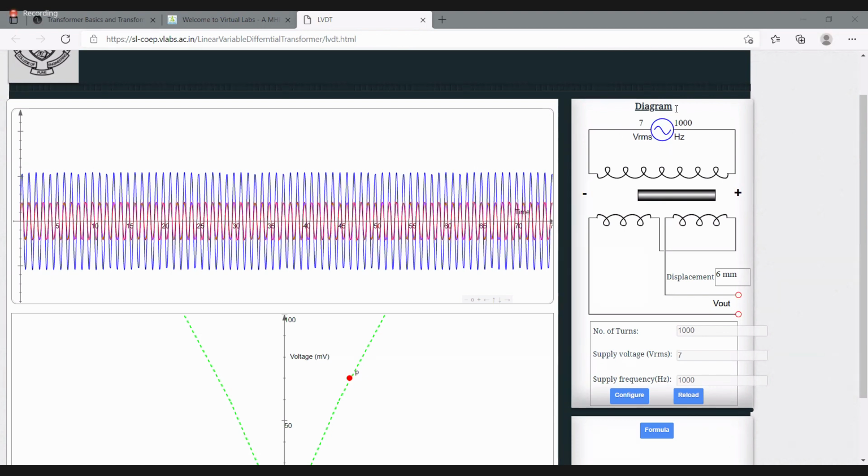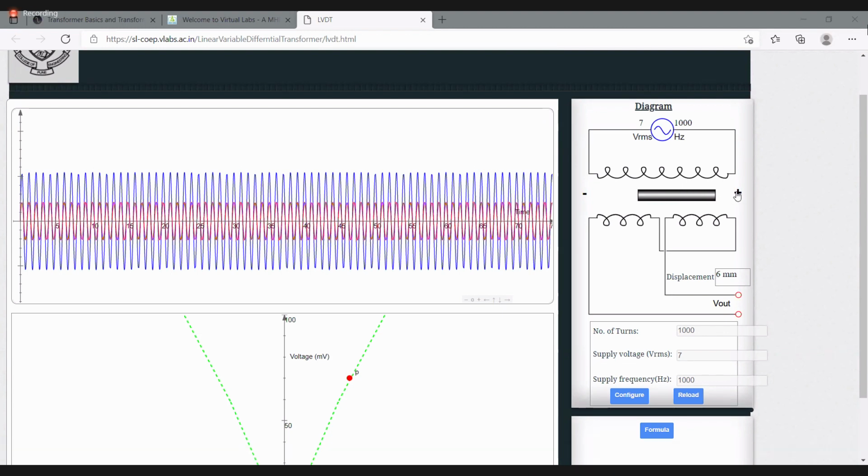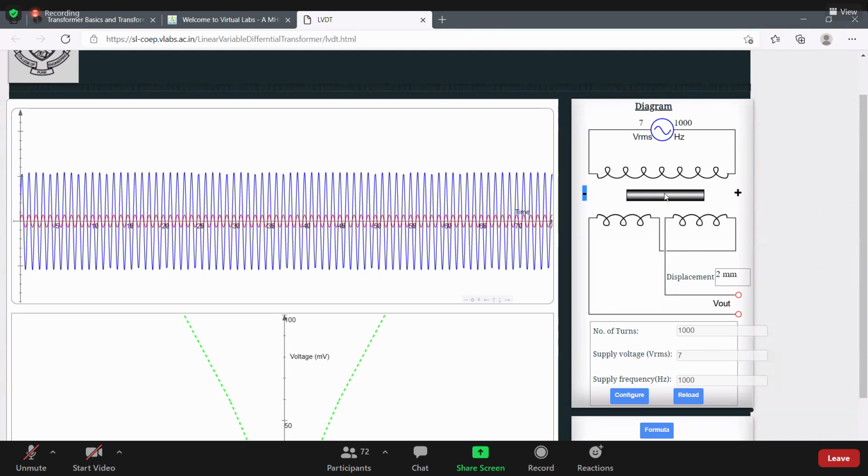What is the use of core in LVDT? Sir, it is used to know if the output is positive or negative. And if it is in the null position, the output will be 0. It is a movable object. You can move that core, and depending on the position of the core, you will get different outputs. Right. Change number of turns to 1500.